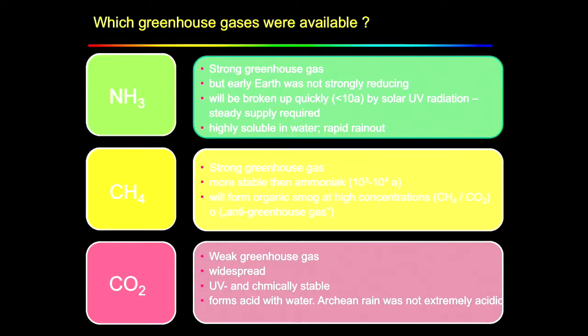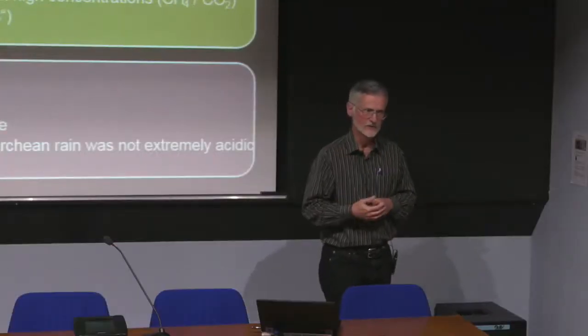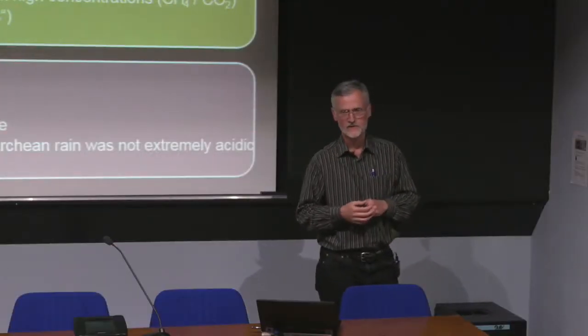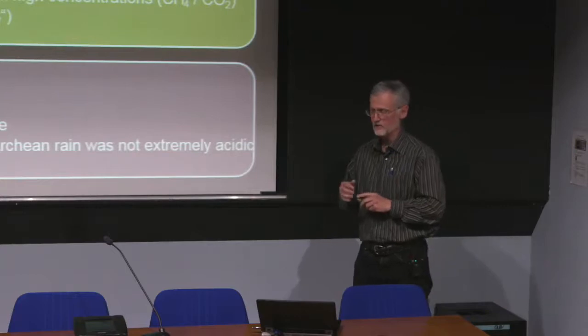The NH3 in particular is a strong greenhouse gas, but we know that the Earth's atmosphere wasn't strongly reducing, and also it doesn't last very long in the atmosphere. It gets quickly broken up by UV radiation. It's a really feeble and sensitive molecule, and it's also really soluble in water, so it gets washed out. So NH3 may have played a bit of a part, but certainly not a major part, according to current thinking.